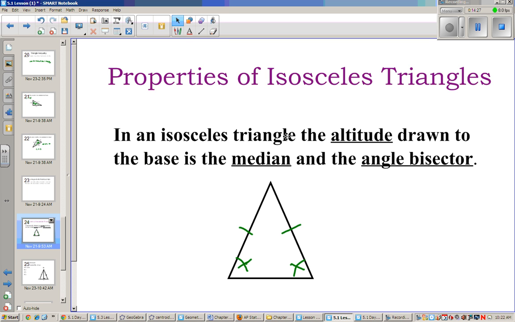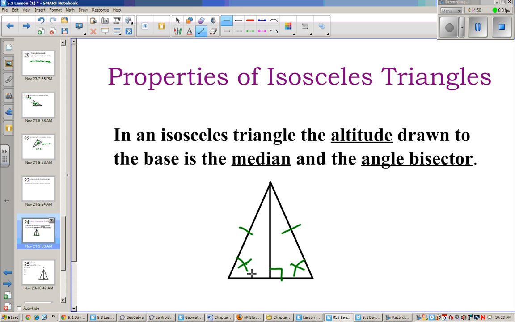Right, now if I draw an altitude in, and remember back to chapter 3, an altitude is perpendicular to the base from the opposite vertex. So this is now a right angle. That's my altitude. And for an isosceles triangle specifically, the altitude will also be the median.